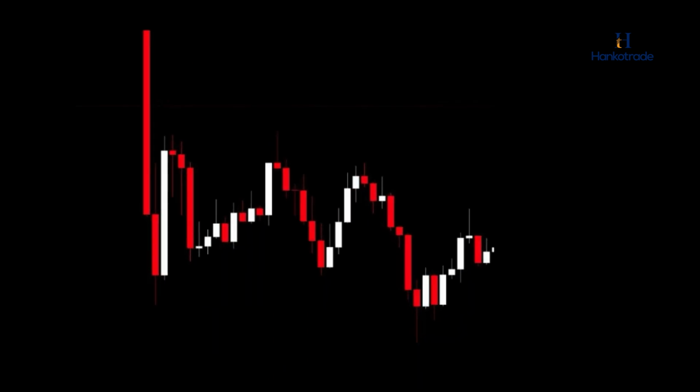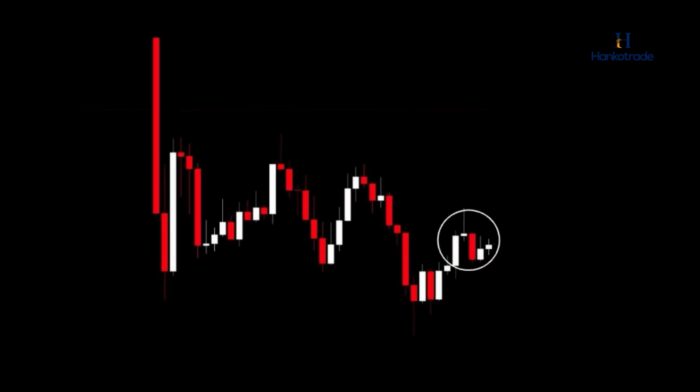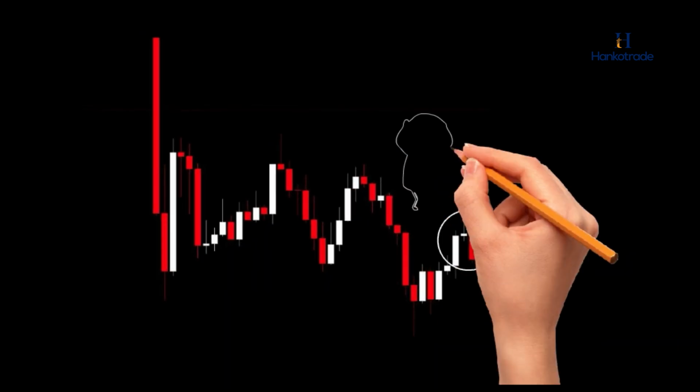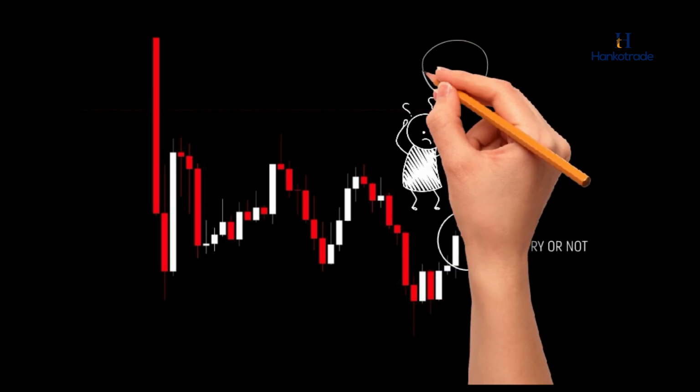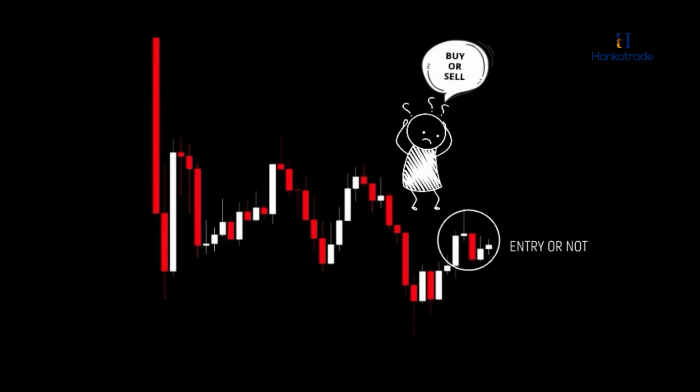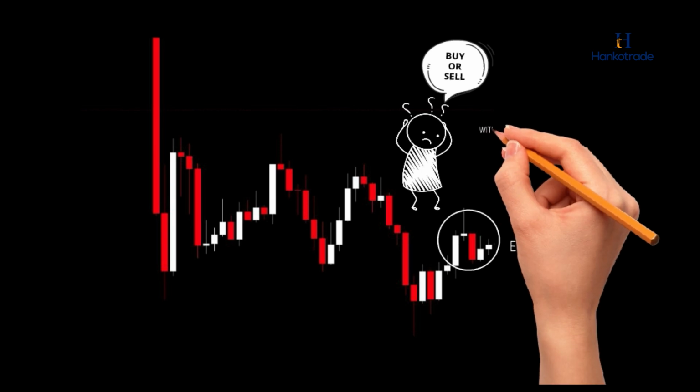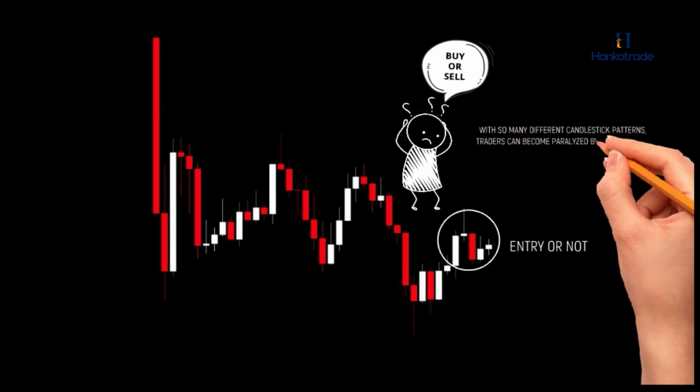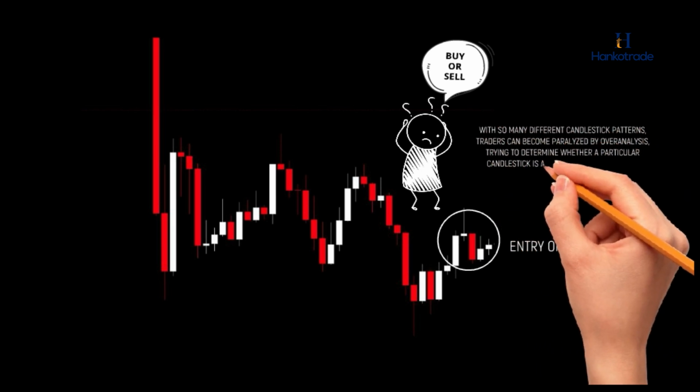Are you feeling confused about not knowing exactly how or when to enter a trade? With so many different candlestick patterns, traders can become paralyzed by overanalysis, trying to determine whether a particular candlestick is a valid entry signal or not.